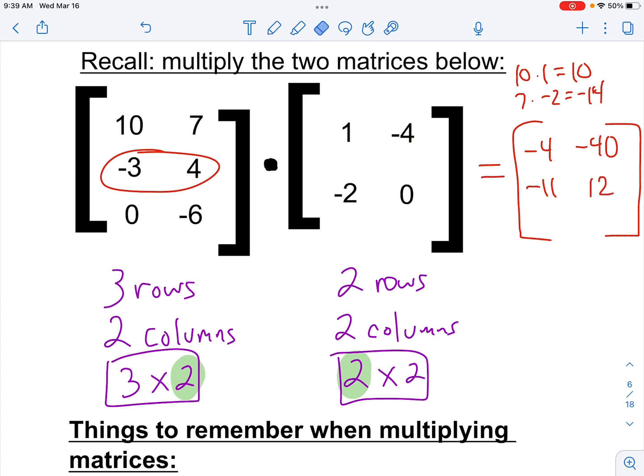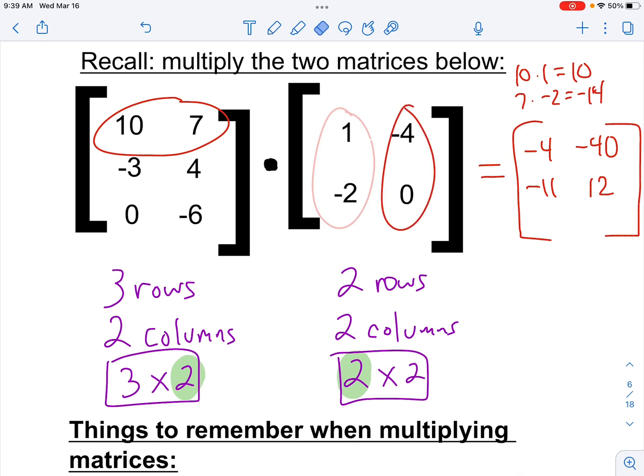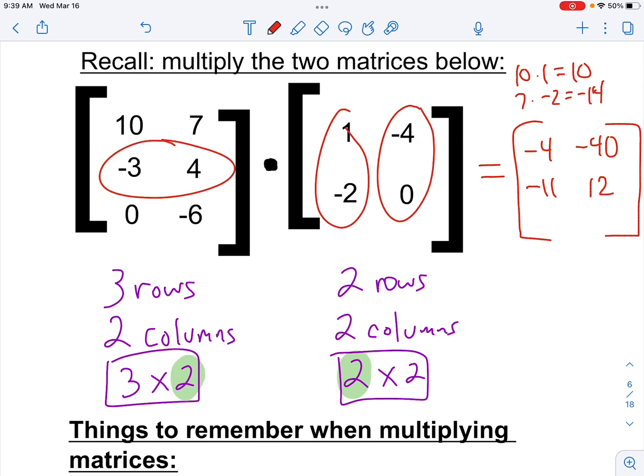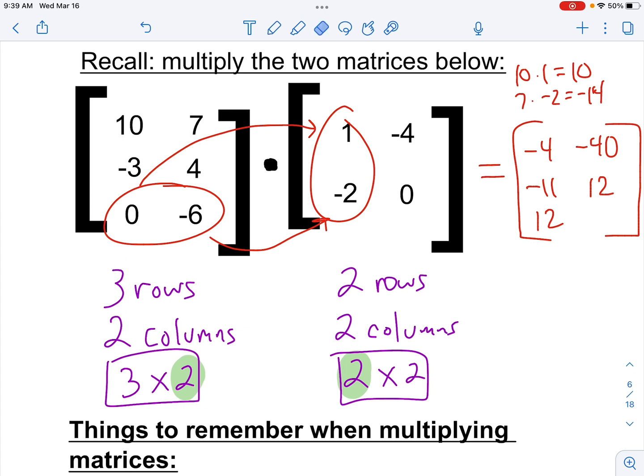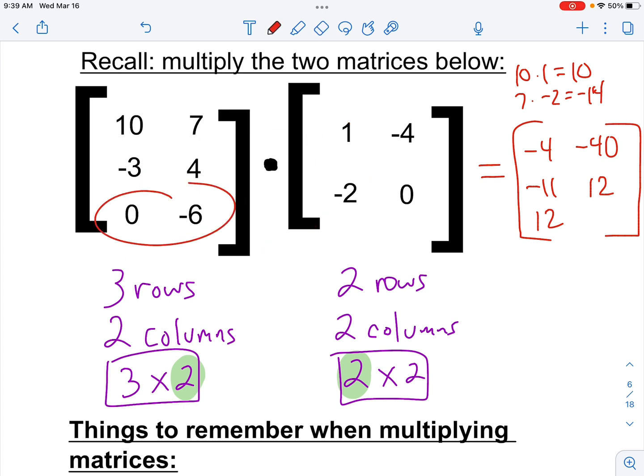Do you see how we operate down the rows and columns? When all is said and done, we're going to be multiplying top row times these two columns, then middle row times these two columns, and then finally the bottom row times these two columns. So 0 times 1 is 0. Negative 6 times negative 2 is positive 12. Add 0 and positive 12, you get 12. Finally, bottom row times the second column. 0 times negative 4 is 0. Negative 6 times 0 is also 0. 0 plus 0 is 0.